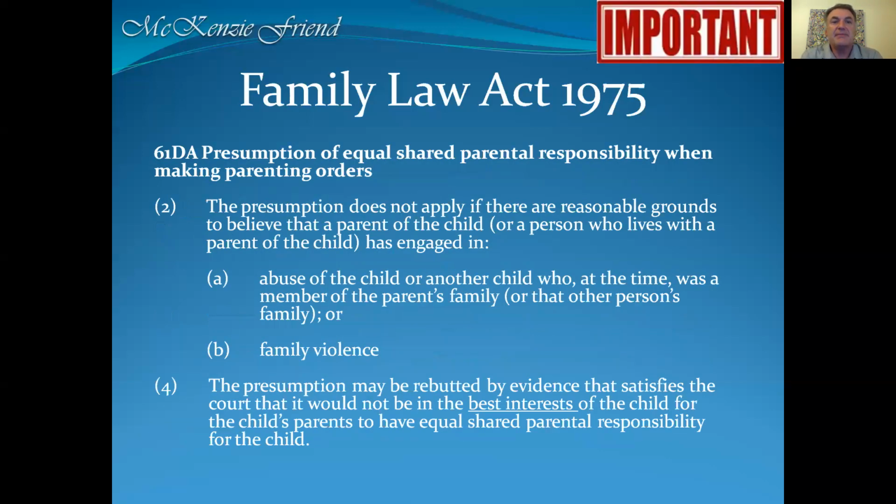Under 61DA(2), the presumption does not apply if there are reasonable grounds to believe that a parent of the child or a person who lives with that parent or child has engaged in abuse of the child or another child who at the time was a member of that parent's family, or, importantly, family violence. Now, this presumption can be rebutted by evidence to satisfy the court that it will not be in the best interest of the child for the child's parents to have equal shared responsibility of a child.